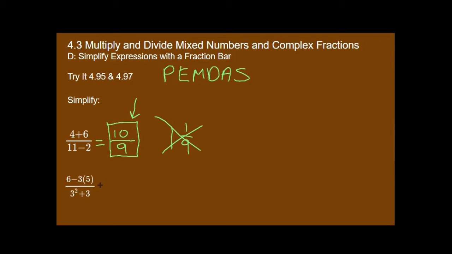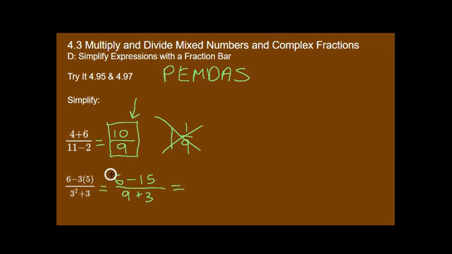Okay, let's go ahead and do the next one. So first, we're going to work in the numerator. And there are parentheses here, but there's nothing to do inside the parentheses, so we're going to move on. There are no exponents in the numerator, so we're going to do multiplication first. 6 minus, and then 3 times 5 is 15. Now we're going to work in the denominator. So we don't have parentheses in the bottom. We're going to skip over that, but we do have exponents. 3 squared means 3 times 3, so that is 9, and then just copy this over, plus 3.